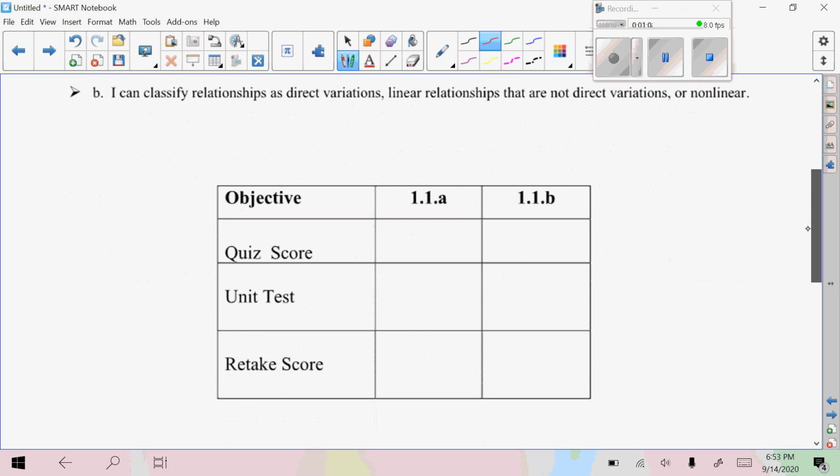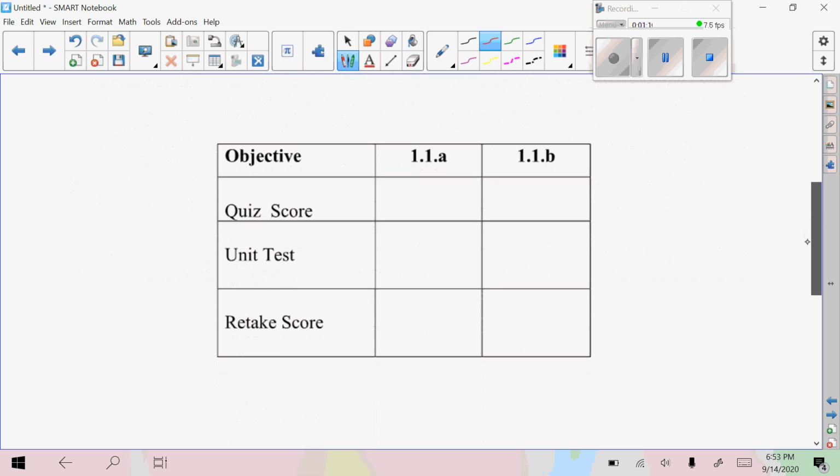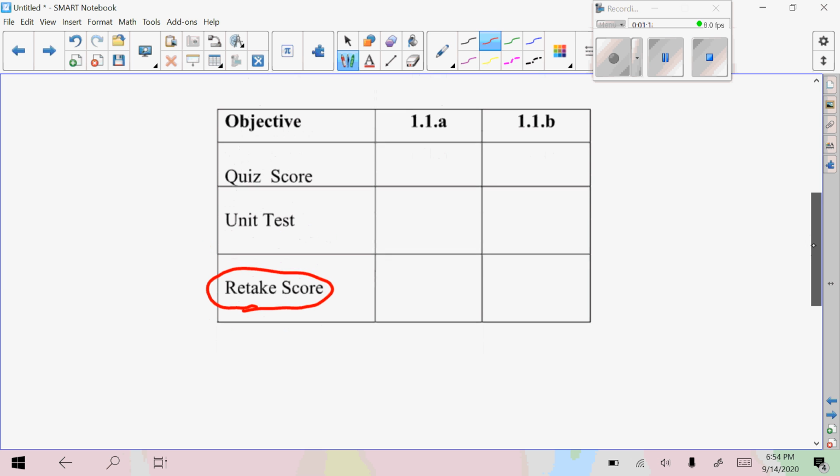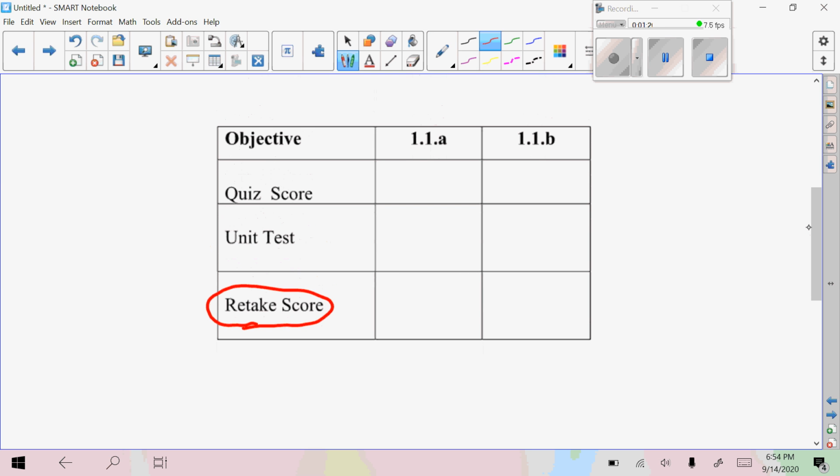Here's a spot where you can keep track of your scores if you'd like. And notice it says retake. If you don't get a certain score, then we're going to ask that you retake it until you meet a certain standard on that objective, which basically means we want to make sure you've learned it. So when you go to high school and you need to use this algebra stuff, you can use it.